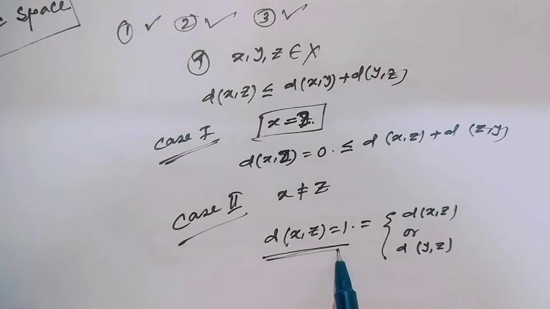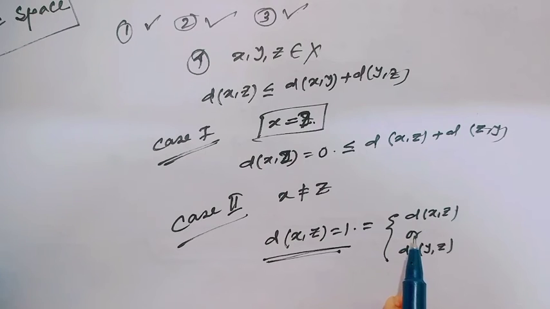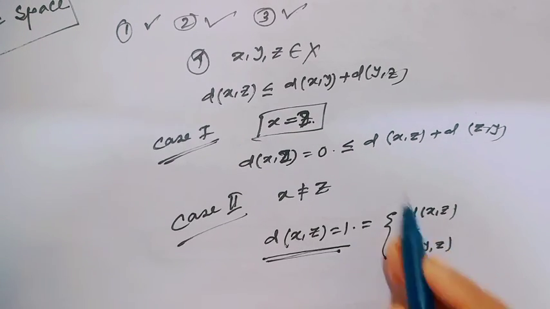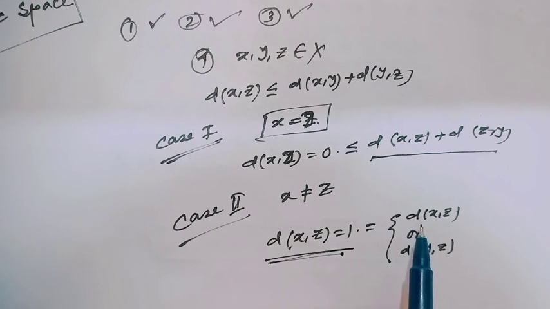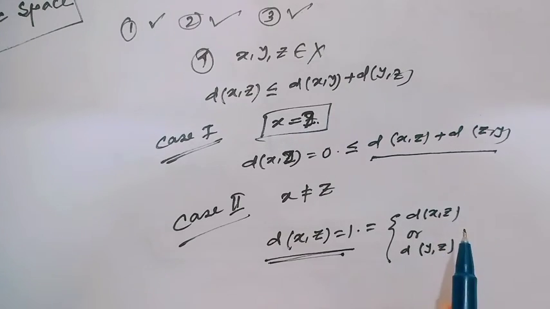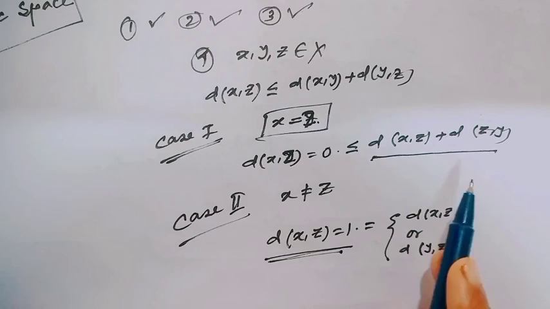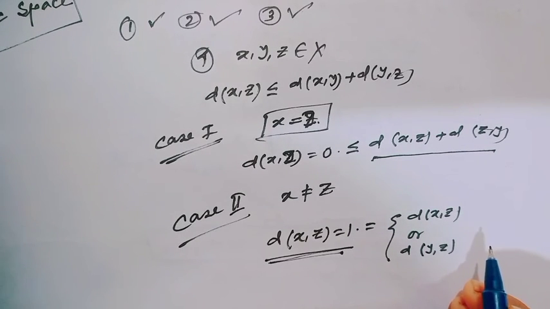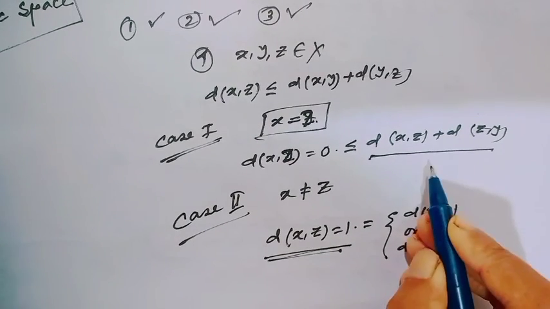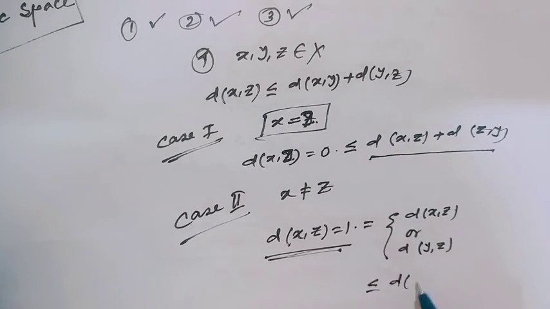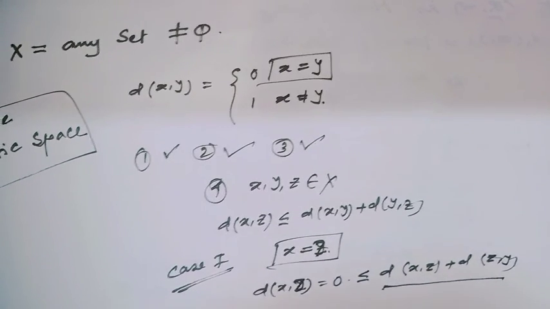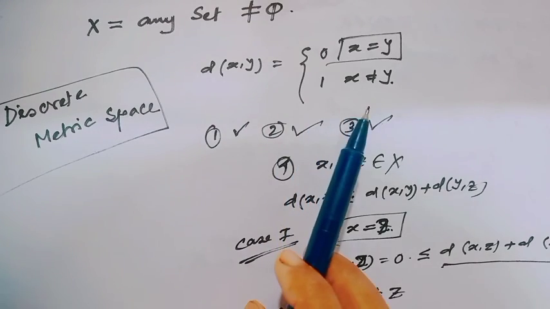And case 2, when x is not equal to z. Obviously d of x, z would be 1, and at first either d of x, y equals 0 or d of y, z equals 0. Then obviously the triangle inequality is satisfied, because when one of them is 0, the other would be 1. That means this would be 1 equal to 1. And when d of x, y and d of y, z are both not equal to 0, this sum would be 2. So obviously 1 is less than or equal to d of x, y plus d of y, z. This means the triangle inequality is satisfied here. So all conditions of a metric space are satisfied here.